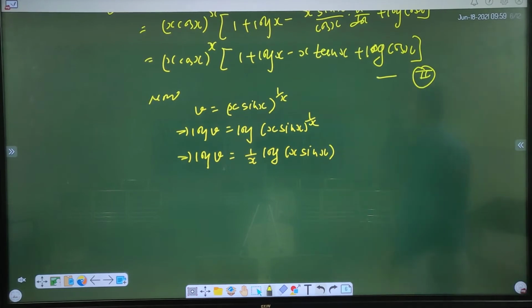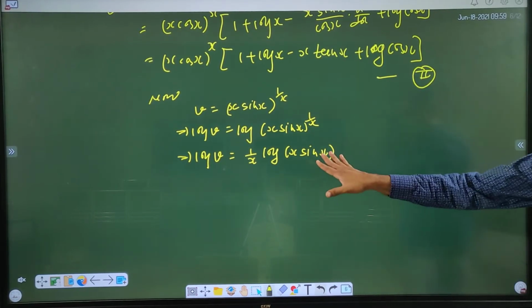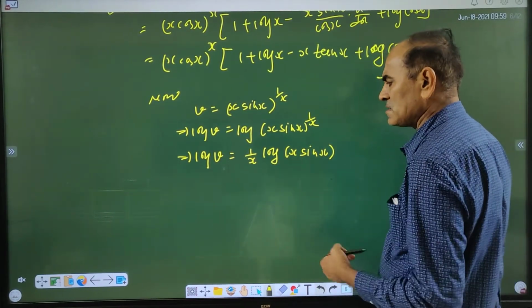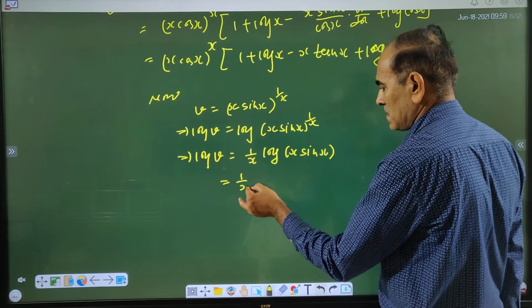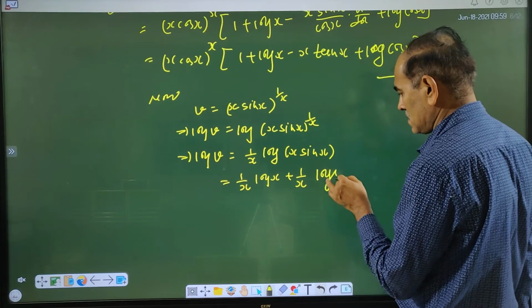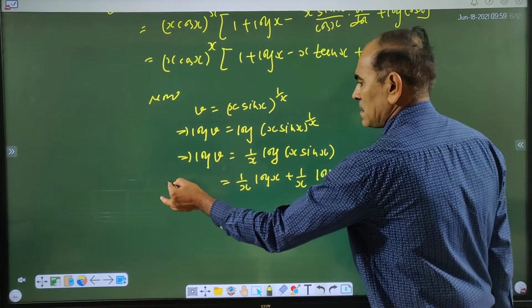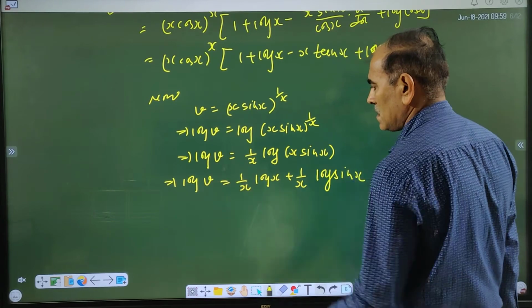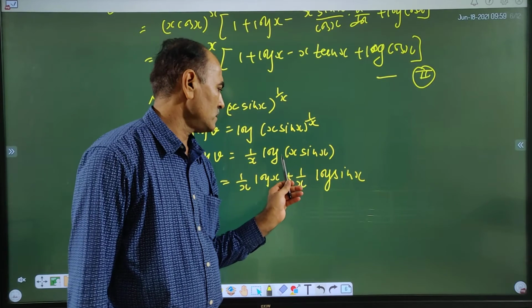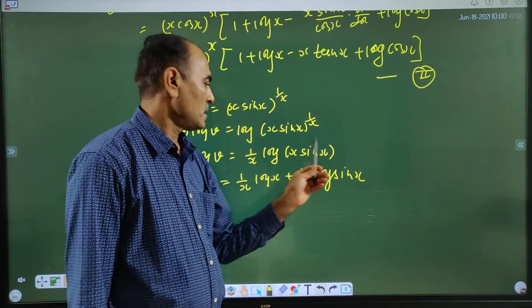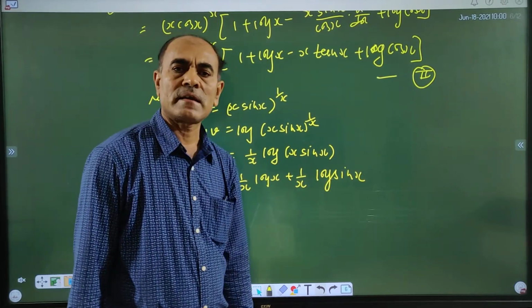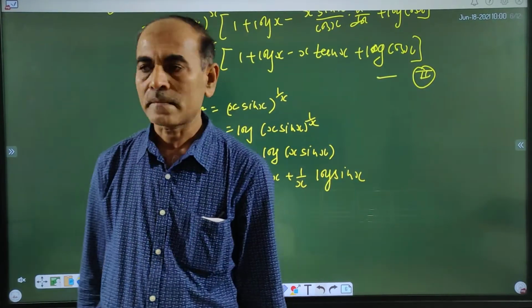One question arises: can't we differentiate directly? Of course you can differentiate directly also. But if we apply the rules, then it is easy. So 1 by x log x plus 1 by x log sin x. Why do we get this one? Because log of x sin x is equal to log x plus log sin x. Outside, 1 by x is there. So this one is the simplified form.